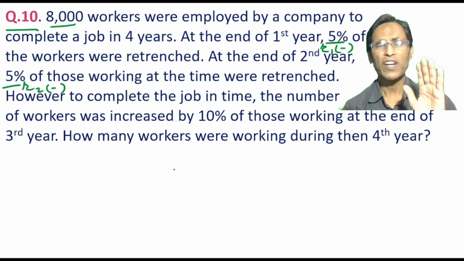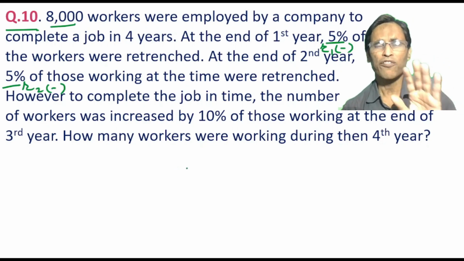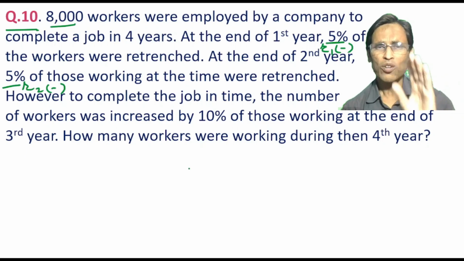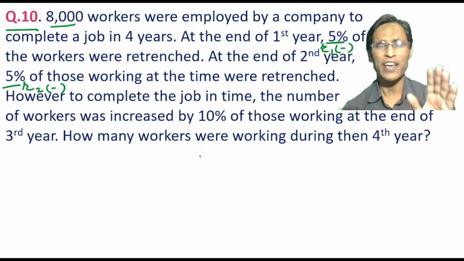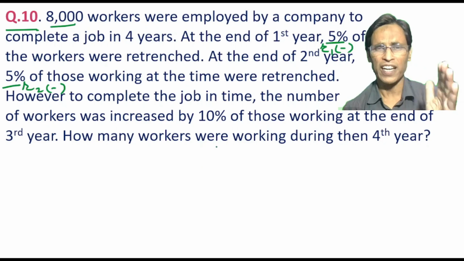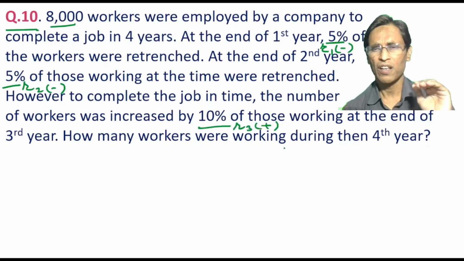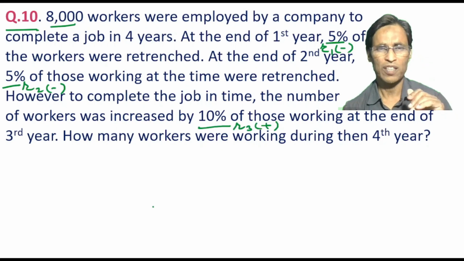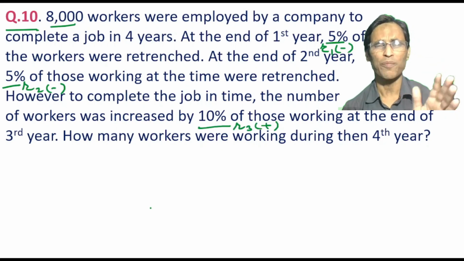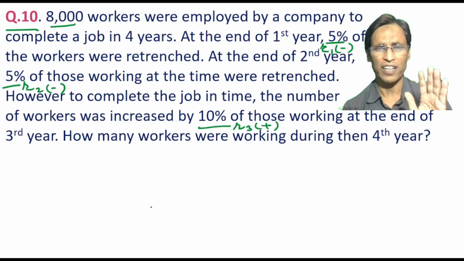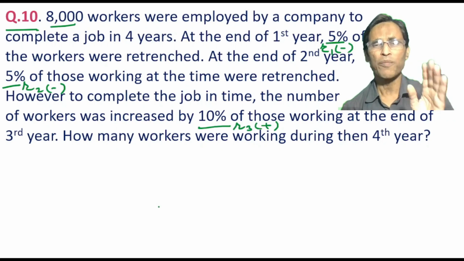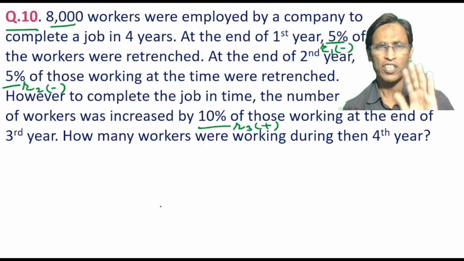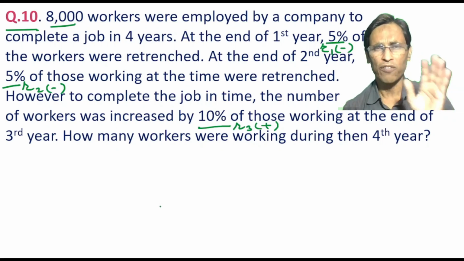2 times वर्कर्स को रिट्रेंच करने के बाद नंबर ऑफ वर्कर्स रिड्यूस हो गए बट वर्क को इन टाइम कंप्लीट करना है, इसलिए नंबर ऑफ वर्कर्स थर्ड ईयर में इंक्रीज किया गया और ये इंक्रीज किया किस रेट से? 10% से. सो दिस इज R3 and this is positive. Now, after increasing the number of workers at the end of the third year, means in the beginning of the fourth year, हमें find out करना है total number of workers during the fourth year. Fourth year में कितने total number of workers working थे?